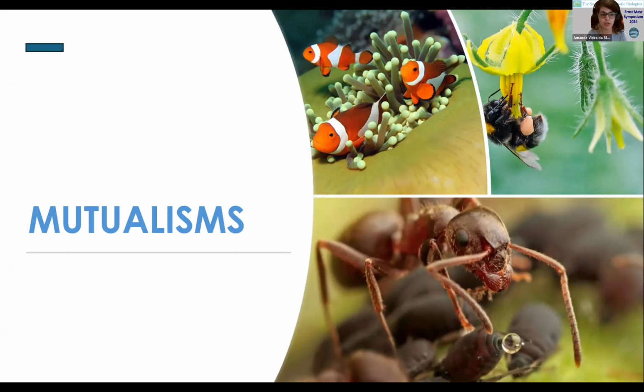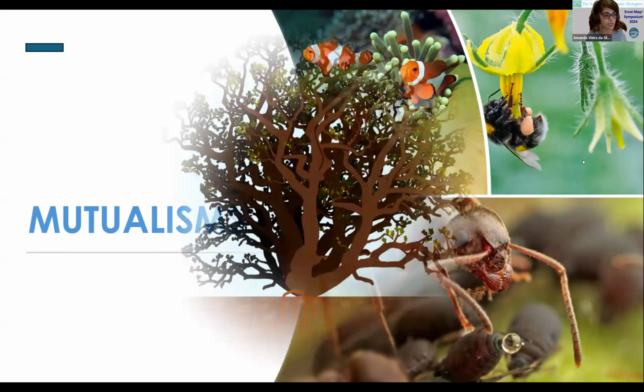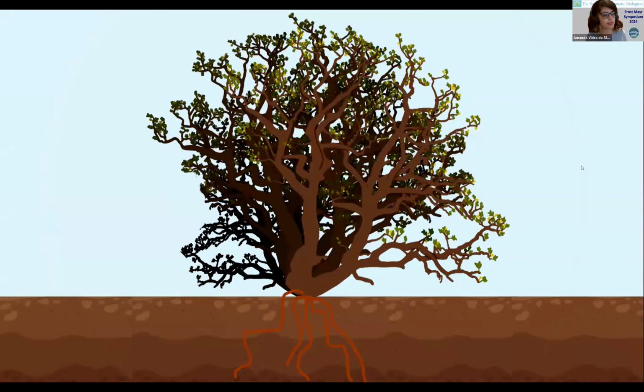For instance, if you think about pollination, the flowers receive pollen transfer and the pollinator receives the nutritional reward. And we usually think about these interactions from a pairwise perspective, bee and flower, aphid and ants, but some organisms can interact with a lot of organisms at the same time.